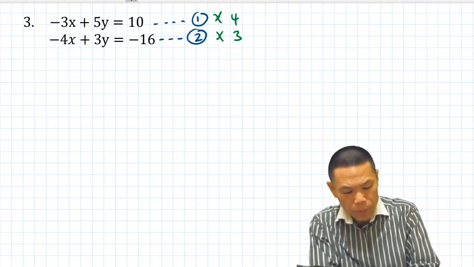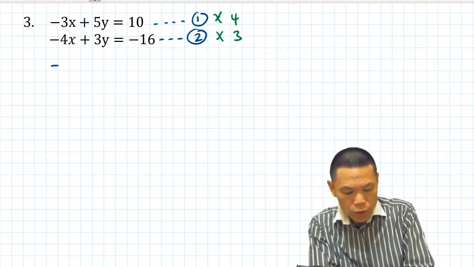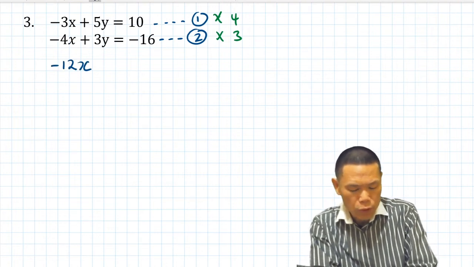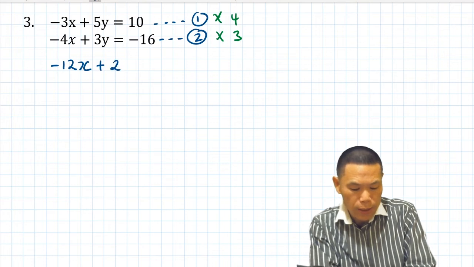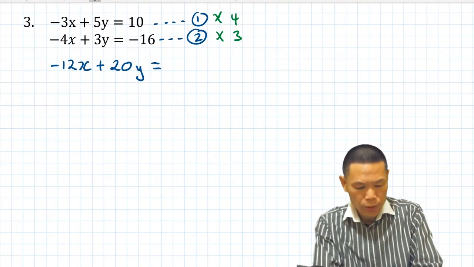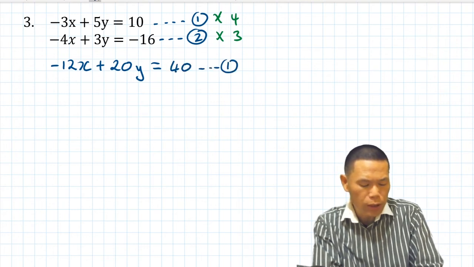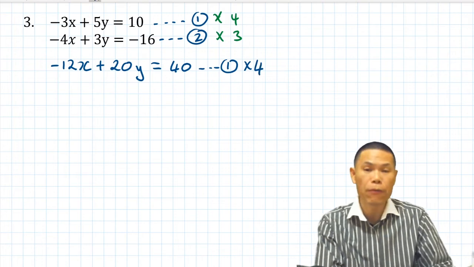So this becomes 4 times 3 is 12, so minus 12x, and 4 times 5 is 20, so you have 20y. And then 10 times 4 is 40. Of course, you need to label this equation number 1, where I times this by 4.